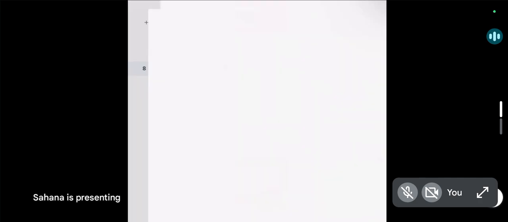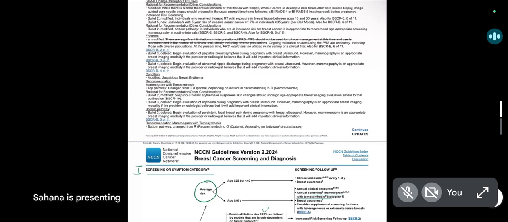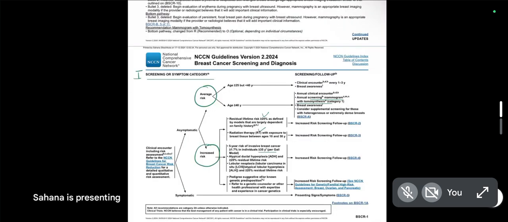So I've gone through this NCCN and I've made notes which I've incorporated in that only. So here, see, NCCN says there are... This is average risk. This is increased. 1, 2, 3, 4, 5, 6. Okay, not these 6. Just a second.